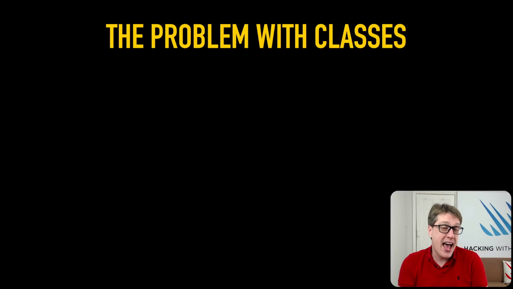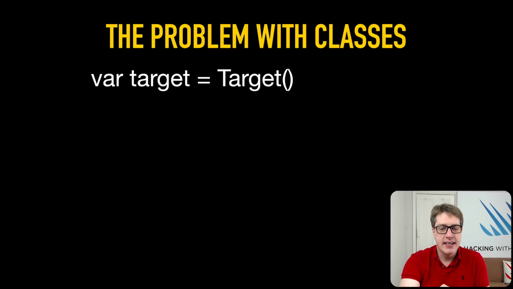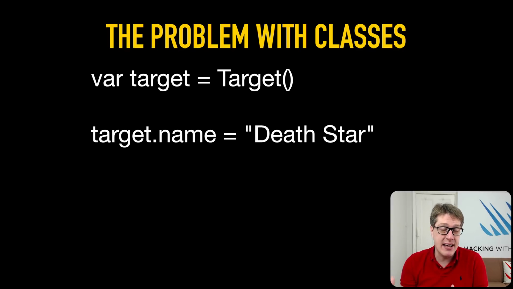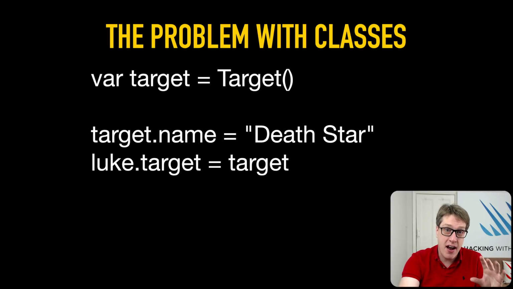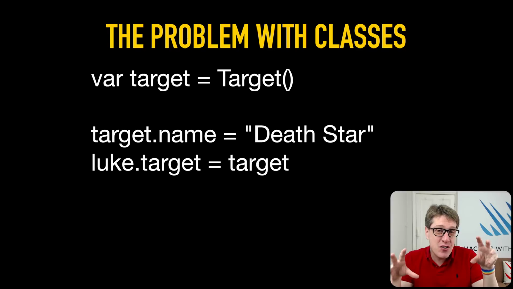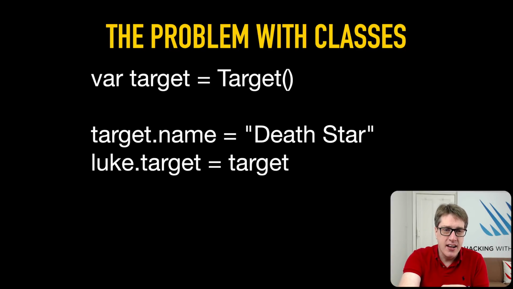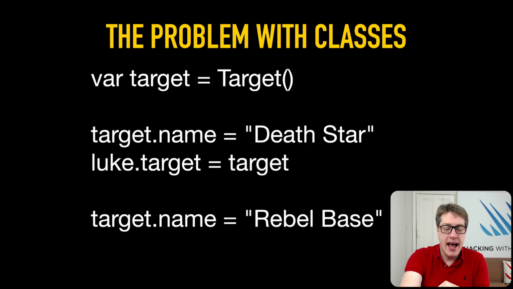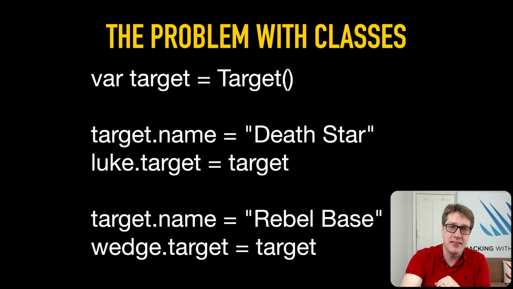For example, they have ambiguity. If I say make a new target and make the name of that target be Death Star, and assign that target to Luke Skywalker, we can say Luke will begin his trench run on the Death Star. Awesome. But his buddy, Wedge Antilles, he gets hit. He's got to return home to the Rebel base for repairs. So we'll say target name is Rebel base. And Wedge's target is that target. But what does that code do?